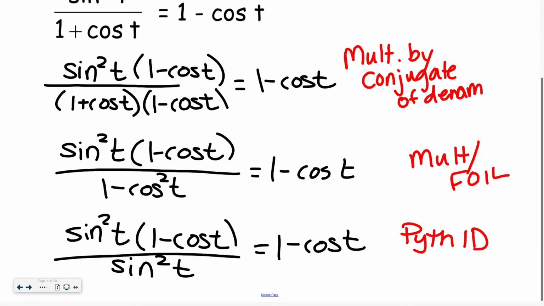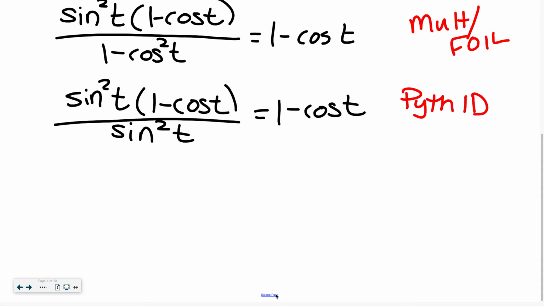If I see in a denominator something like a 1 plus cotangent or a 1 minus tangent, I'm going to be thinking about that. Could I make that turn into one of my Pythagorean identities? Sometimes yes and sometimes no.